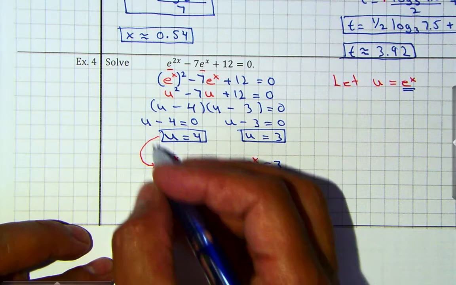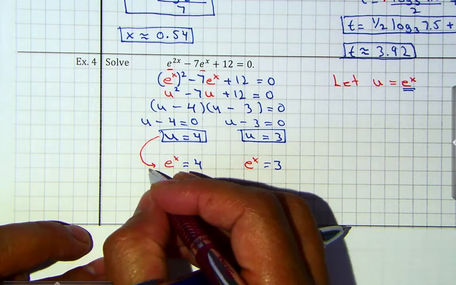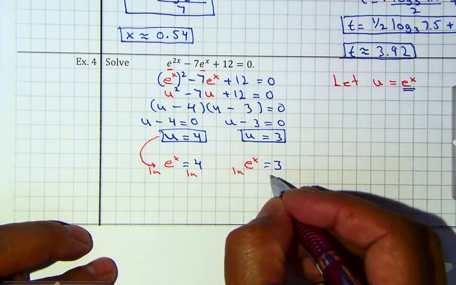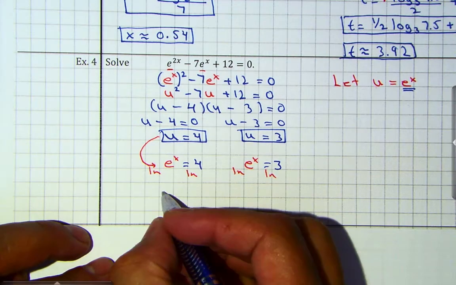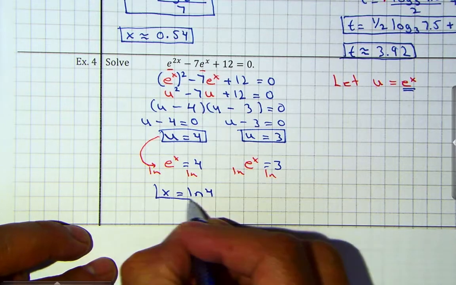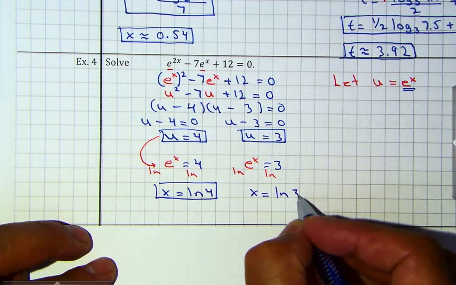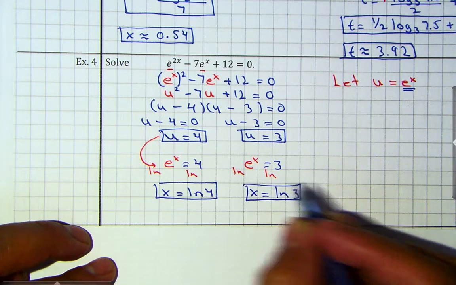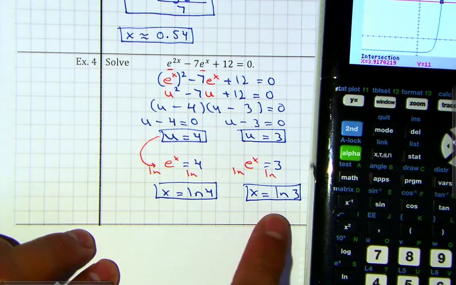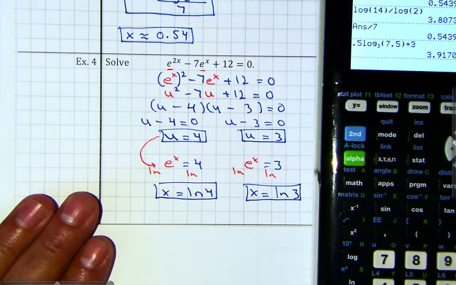And now we can solve it. Opposite of base e is log base e, which is the natural log on the left and on the right. And the same thing here. So therefore I end up with x equals the natural log of 4, or x equals the natural log of 3. Now, sometimes I'll ask you to write down an exact answer. Sometimes we do need to go back and switch it to an approximation. So let's do that here.